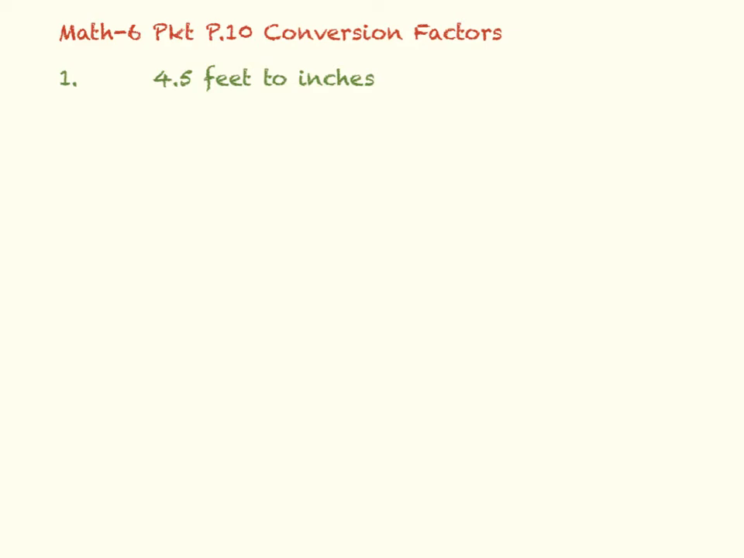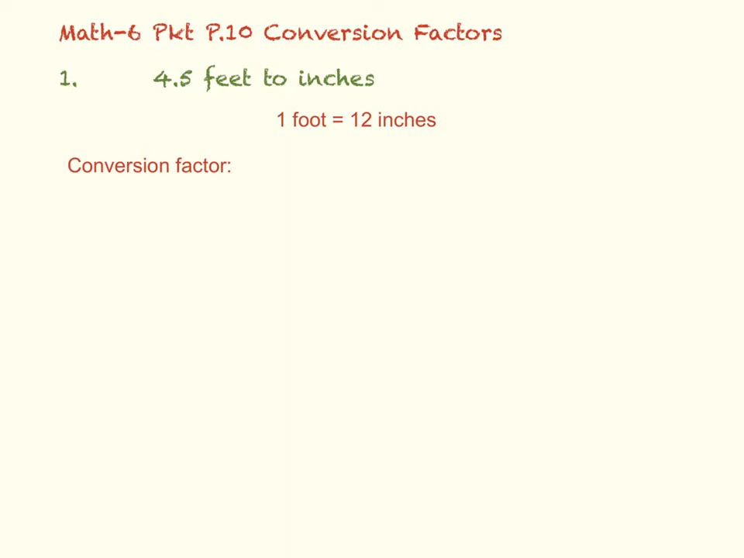You can find it in one of the pages of your packet, or you can just Google it. You need to find out how many inches are in 1 foot. After you've looked at it, you should know that every 1 foot is 12 inches. So that is the conversion that we're going to use. And the next step is to write down the conversion factors that we are going to use to multiply in order to figure out how many inches there are in 4.5 feet.